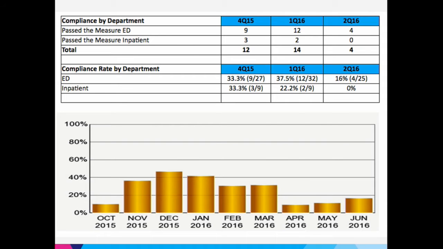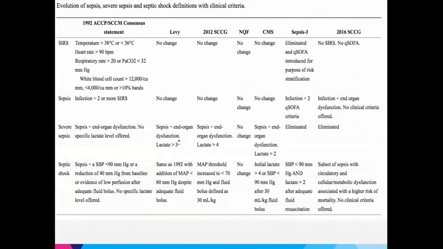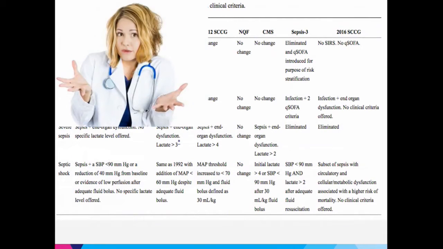At first, I guess there was a big push by everybody to really meet these, and in October, obviously, was low. We peaked in December, then it went down progressively from there, and we haven't gotten much better. So the question is, why is this happening? And I think a big part of it is it's very confusing.